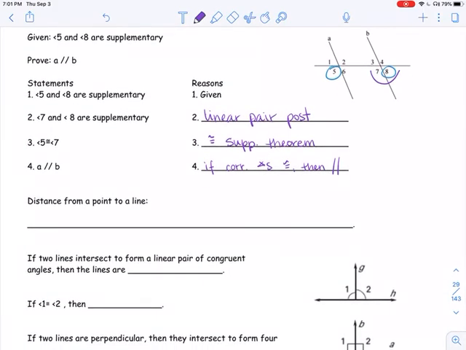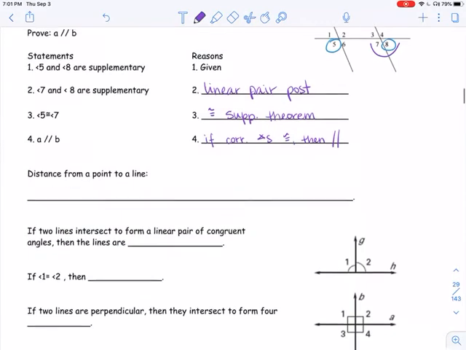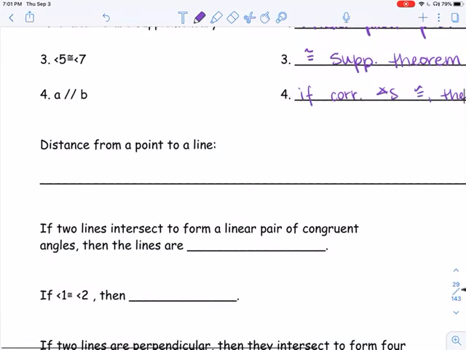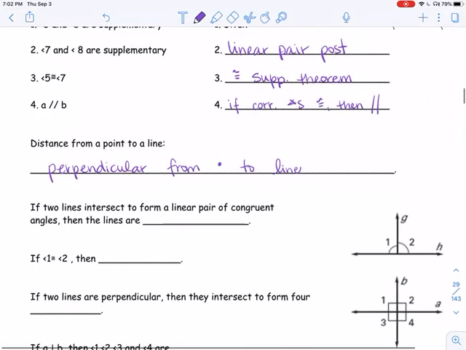So the distance from a point to a line is always going to be perpendicular to that line. So it's going to be the perpendicular distance from the point to the line. That'll be the shortest distance possible.